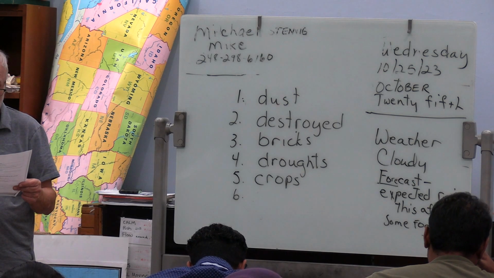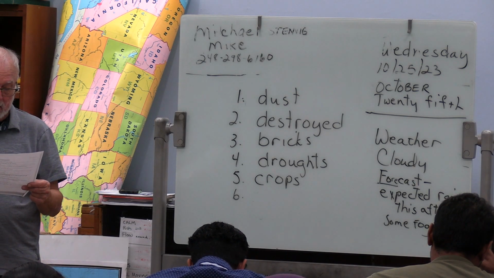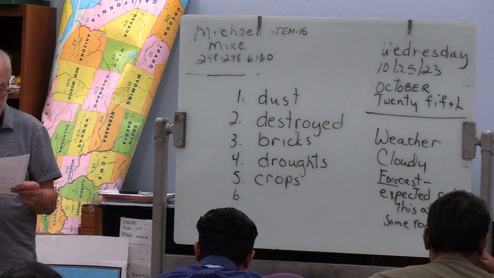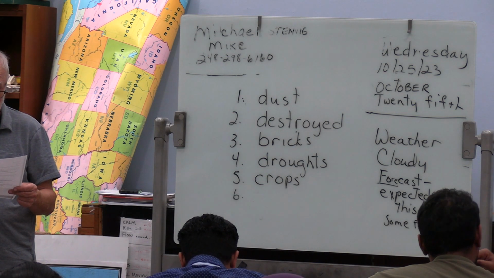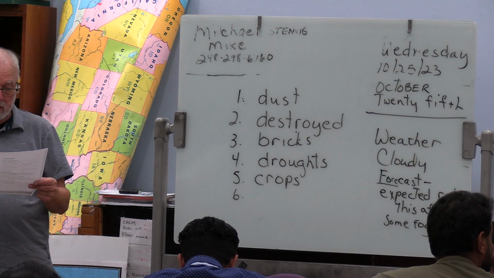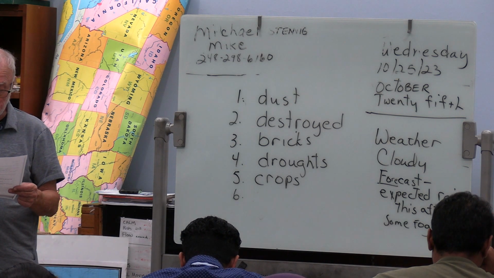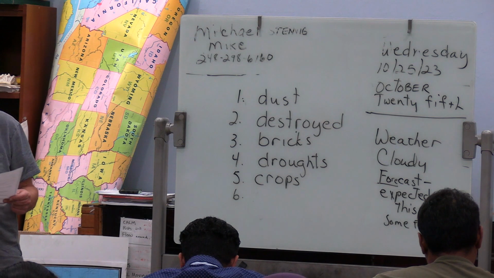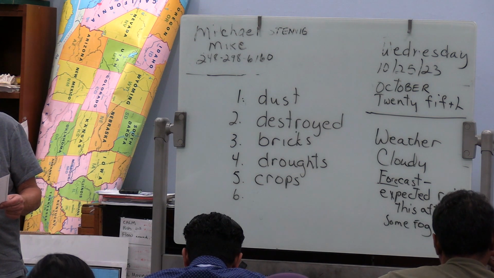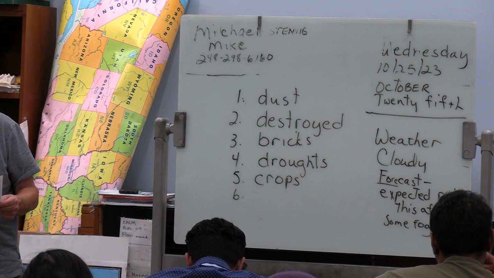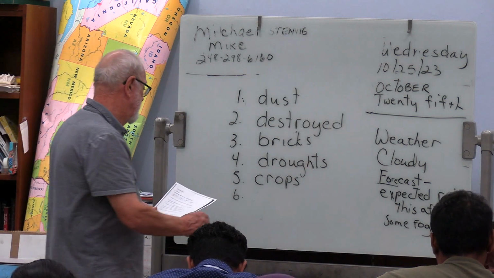Six. Big areas of open land in the north and east are called, what's the word? Plains. Plains.